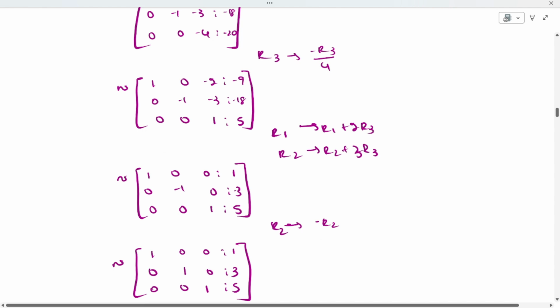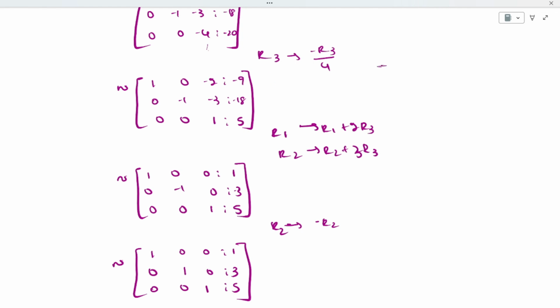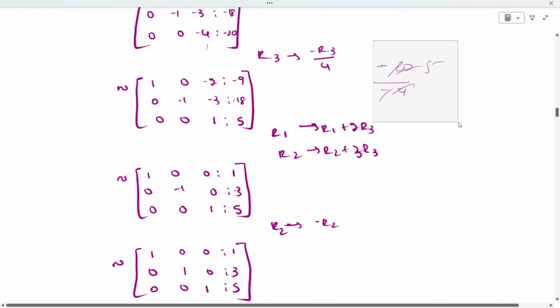The same way R3, here you have to make it what? 1 or 0. Next you can make it 0. First you need to make it 1. Okay, that means you divide it by 4. Okay, that is minus 4. If you divide, that means R3 divided by 4, you will get 1. Here minus 20 divided by minus 4 we did, right? Minus minus cancel, here it will be 5. Now the same way you got another matrix.